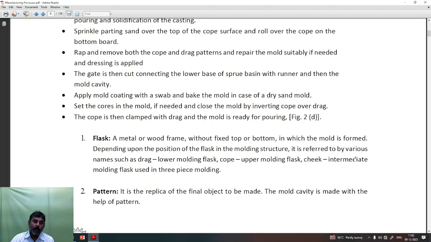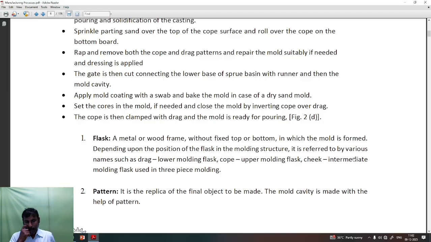So what is the flask and patterns? Flask means a metal or wood frame without fixed top or bottom in which the mold is formed. Depending upon the position of the flask in the molding structure, it is referred by various names such as drag, lower molding flask; cope, upper molding flask; check, intermediate molding flask, used in three-piece molding.